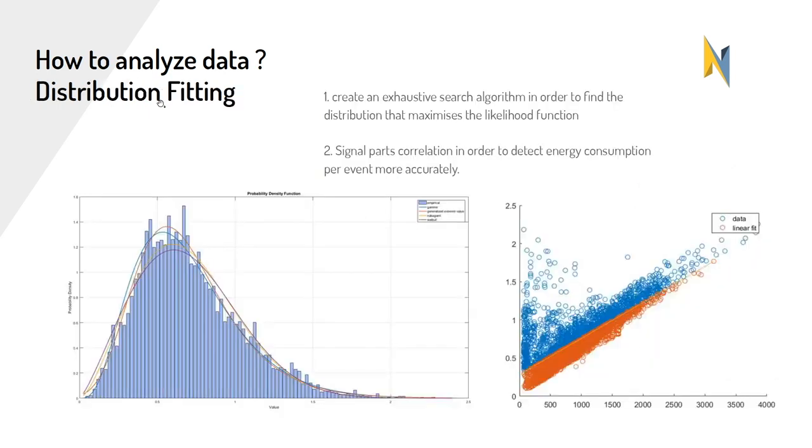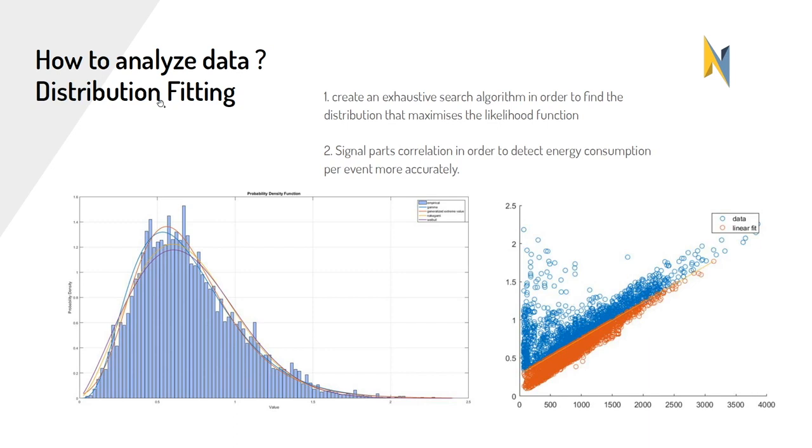Another thing we did is a distribution fitting of all the events we had gathered in our data set. We tried to find the distribution that maximizes the likelihood function of the data that we gathered. For us that was important also because we wanted to correlate the energy estimation for a specific event, for a specific appliance type, just by being able to detect something on that end use, on that event that was maybe easier to be detected.